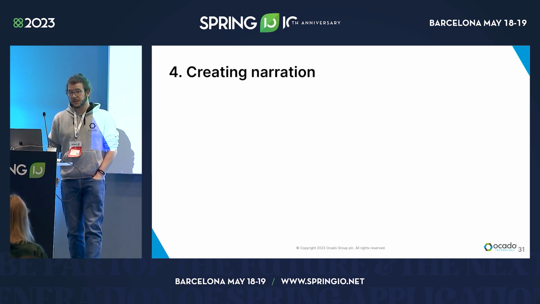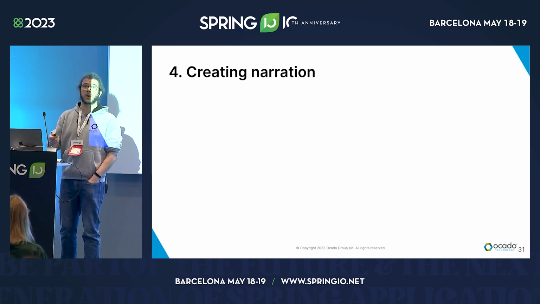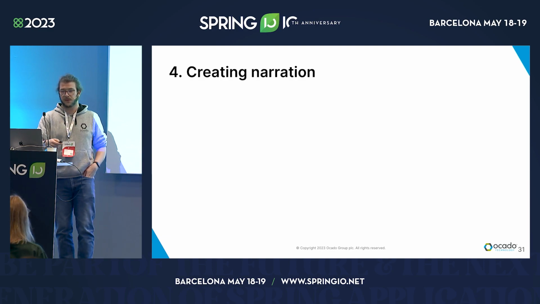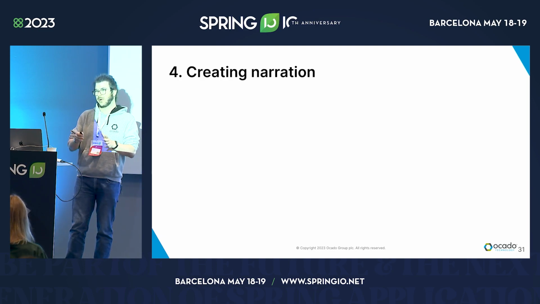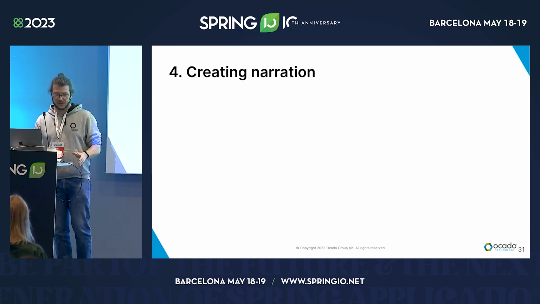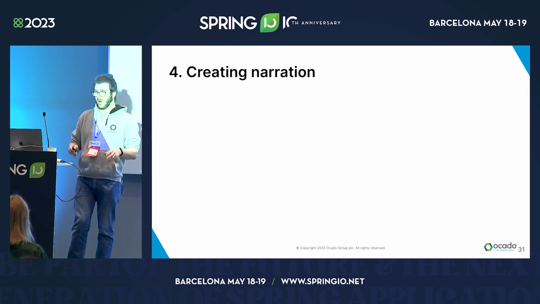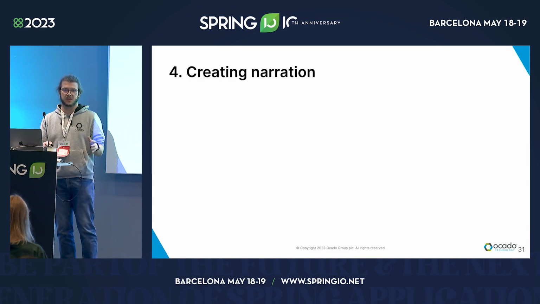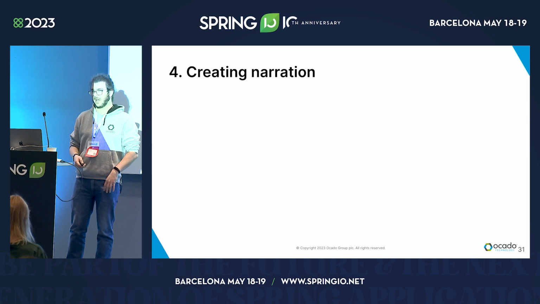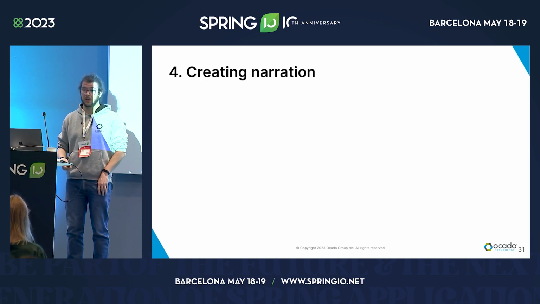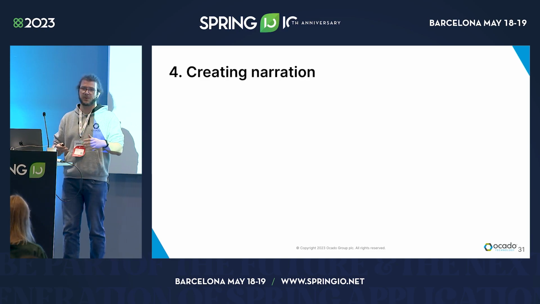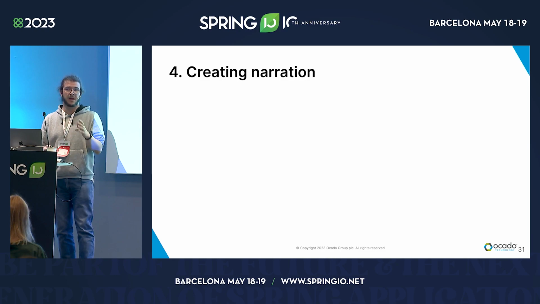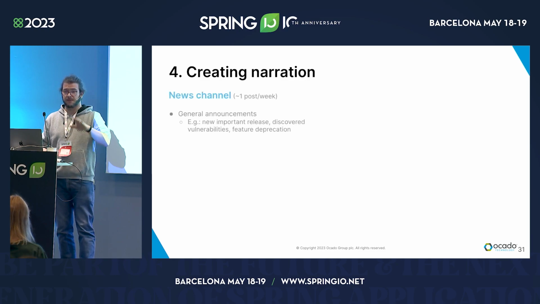And this is the last practice that we follow when we work with the community, that is creating narration. In the previous slide, I was talking about the bidirectional interaction with the community. Creating narration is more unidirectional, because we don't want to avoid any discussion with the community, we don't want to cut the discussion, but we try to limit it. So it's important for us to create a narration and provide upfront all the information that the community may need. We have different channels to provide this information.